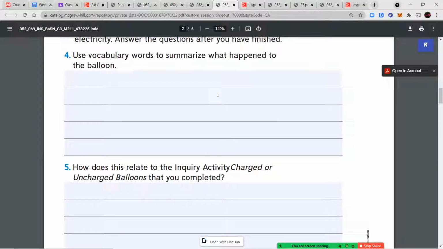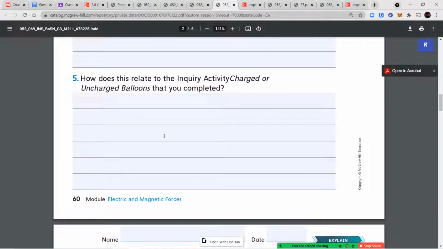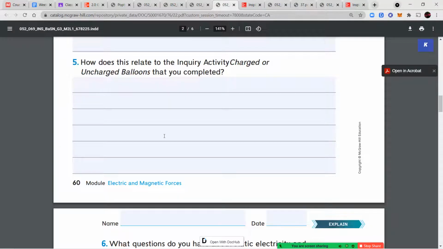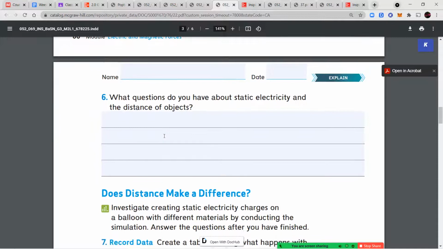So summarize what happened to the balloon in your own words and make sure you use vocabulary words. And then answer the question for number 5. How does this relate to the inquiry activity that you did, charged or uncharged balloons? What questions do you have about static electricity and the distance of objects?